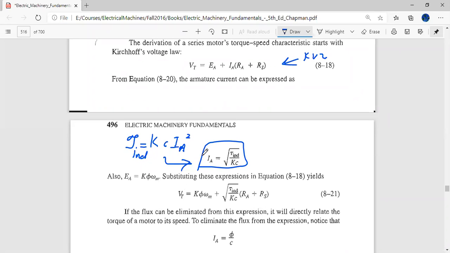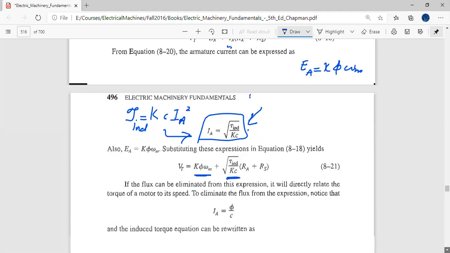So Vt remains as it is, and I know Ea is a function of the flux and K, phi, and omega m. So I'm going to replace Ea with this relationship. This is a generic relationship for all DC and AC machines. We have already been doing this for the synchronous machines. And over here, we can substitute IA with this newfound expression. So IA is substituted by this, with RA plus RS.